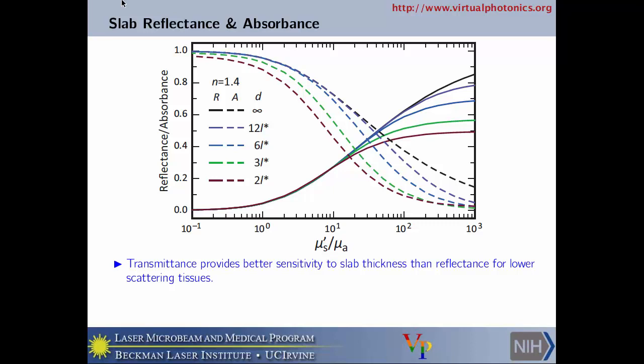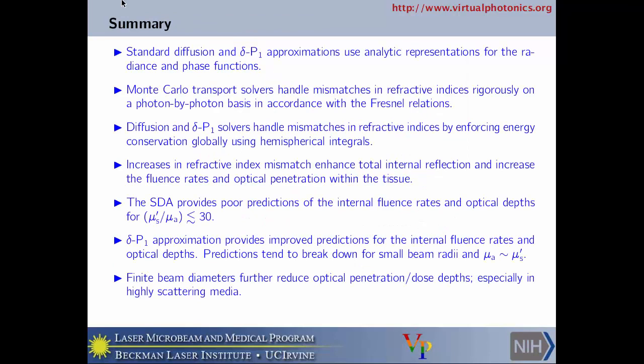So I think I'll wrap up there and just provide a summary. I introduced standard diffusion and delta P1 approximations, which use analytical representations of the radiance and phase functions to provide an approximation to the radiative transport equation. I emphasize the fact that the Monte Carlo transport solvers that we heard about yesterday handle the mismatches in refractive index rigorously on a photon by photon basis, whereas these analytical solvers really enforce energy conservation globally using hemispherical integrals.